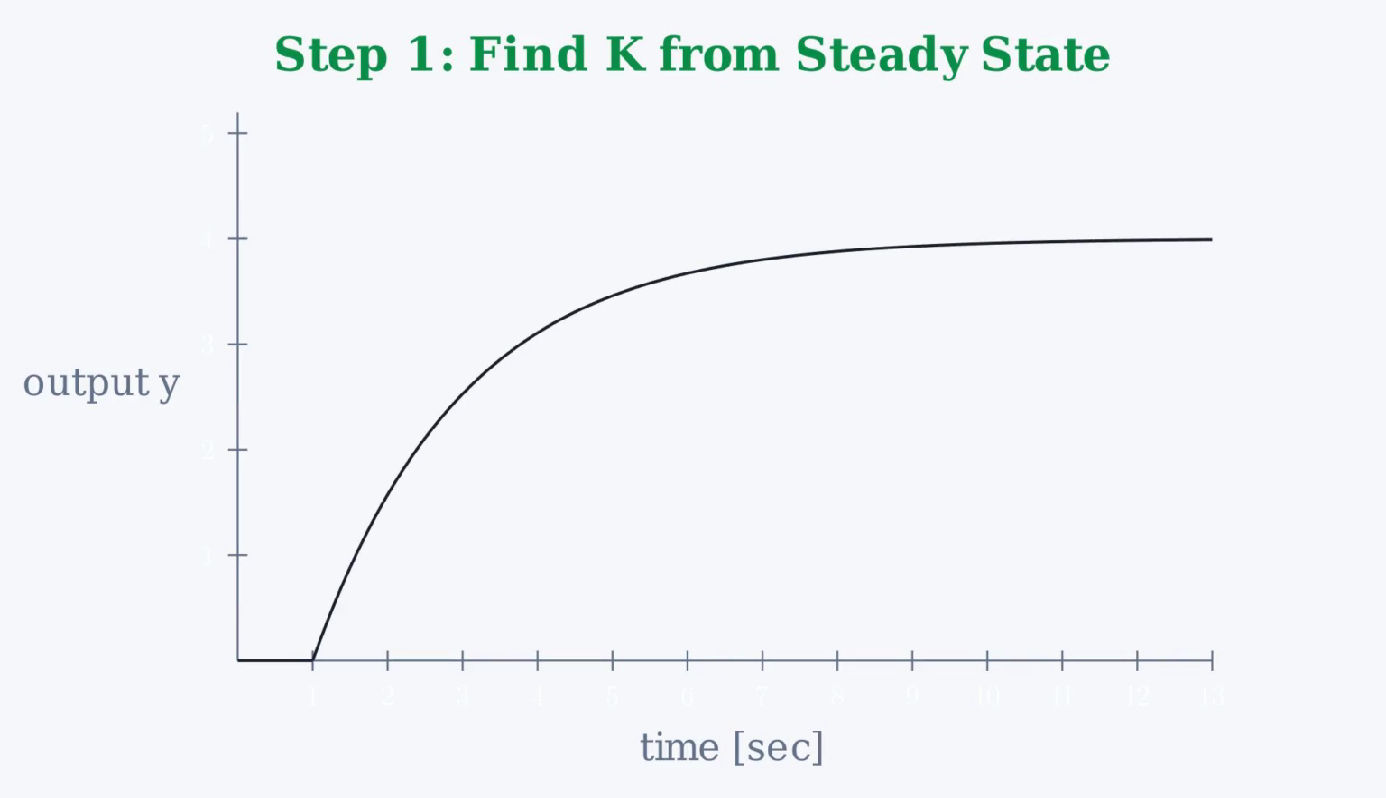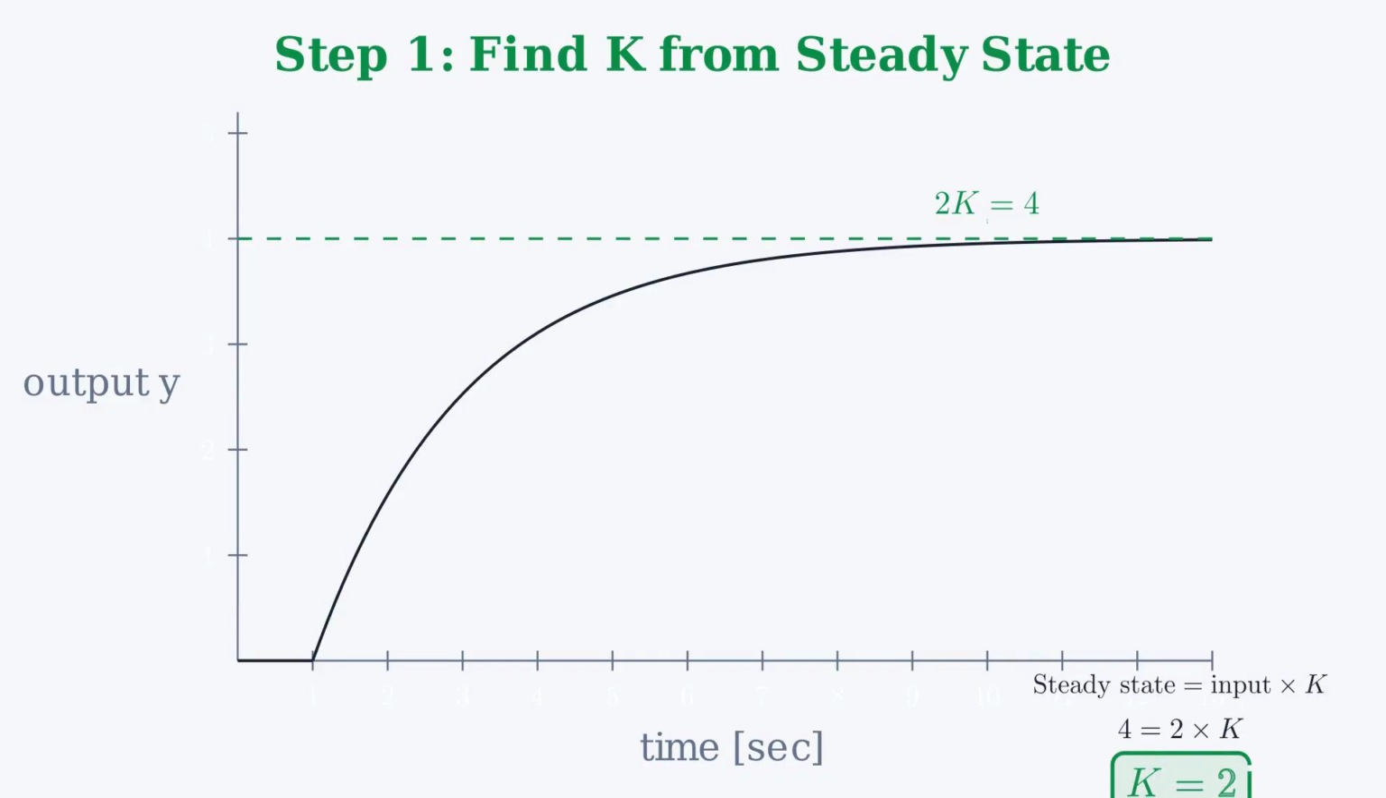Let us start with k. Look at the graph. After a long time, the output flattens out at a constant value. This is the steady state. From the graph, the output settles at 4. Now, our input was a step of amplitude 2. For a first-order lag, steady state equals input times k. So 2 times k equals 4. That gives us k equals 2.